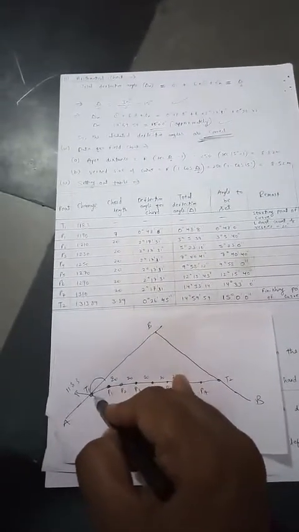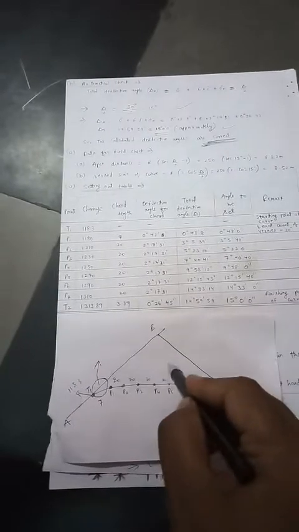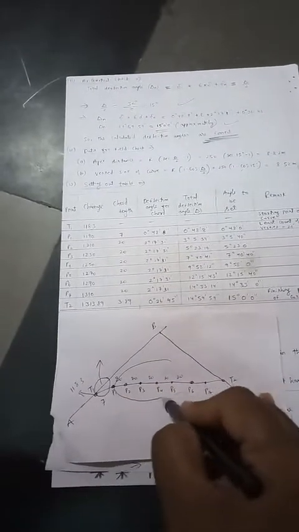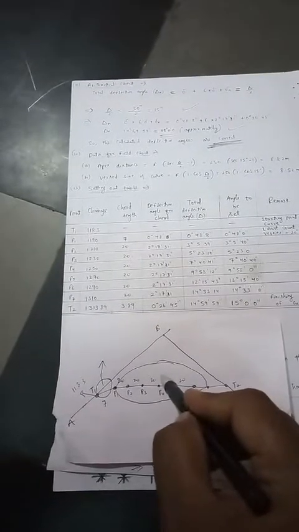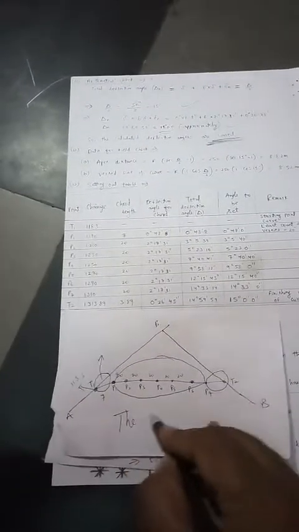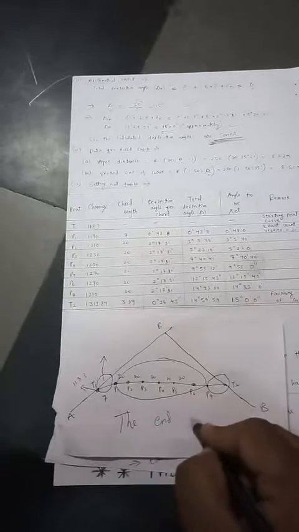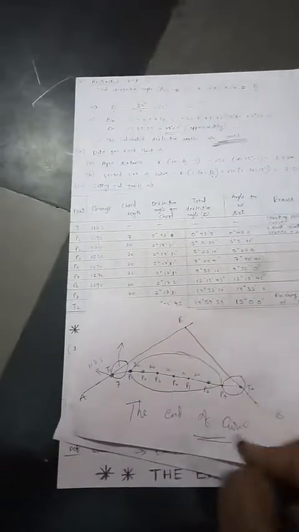So finally, this initial length is known as the initial subchord, the in-between or intermediate subchords are the full chords or normal chords, and this one is the final subchord. So this is the end of the curve. Thank you.